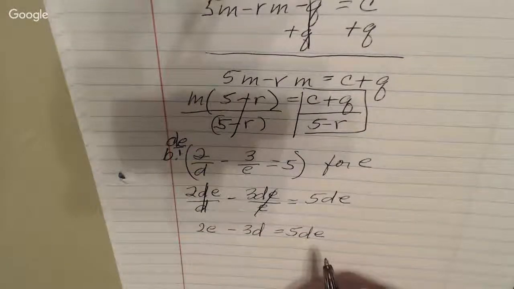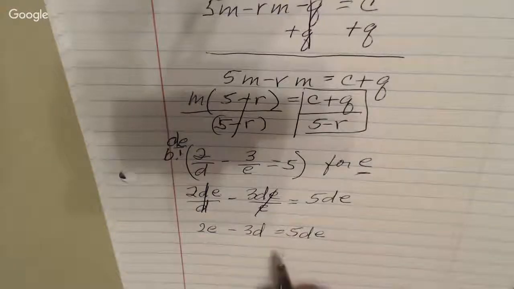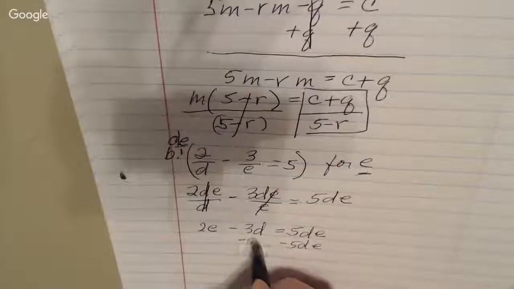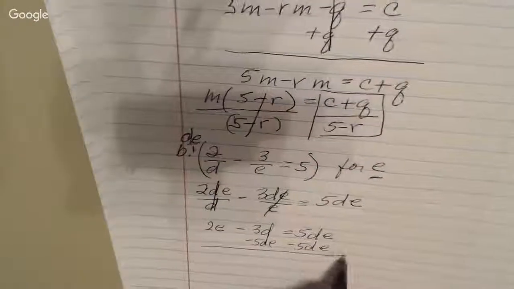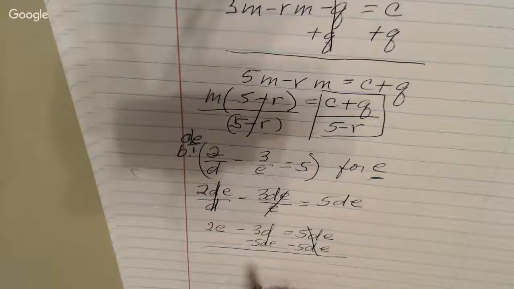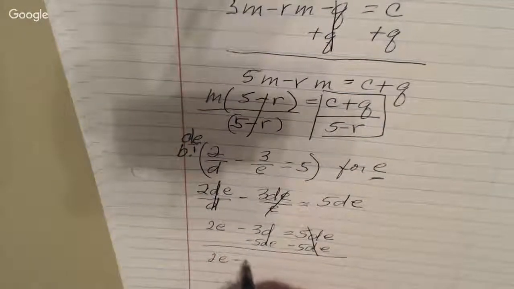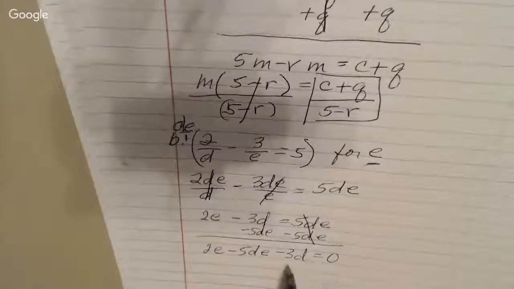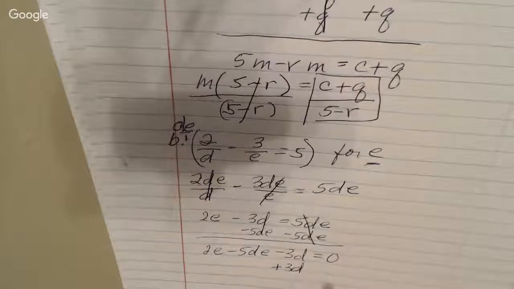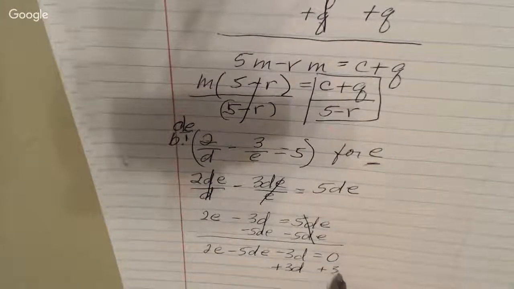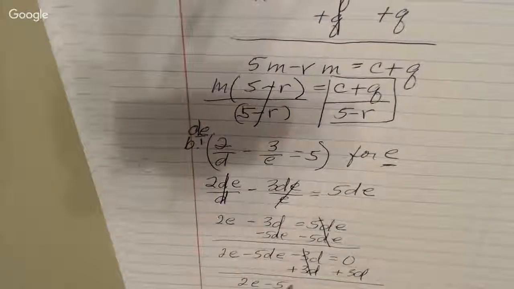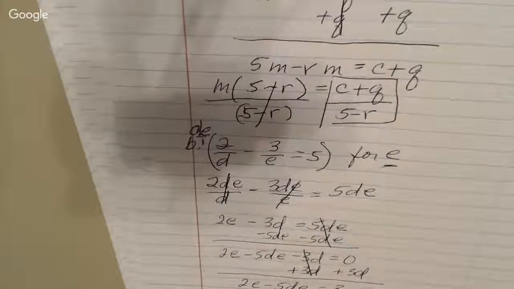Now I'm trying to solve for e, right? So I want the e's all over here. I'm going to subtract 5dE from both sides. Here it's going to cancel. Here I'm going to have 2e minus 5dE minus 3d, and over here we have 0. Well, we want to get this one out of here because it doesn't have an e in it, and that's what we're solving for. So that's going to cancel. I'm going to have 2e minus 5dE equals 3d. Let me move this up so you can see it.